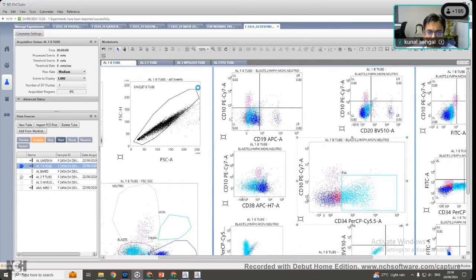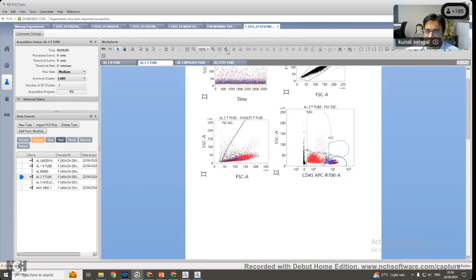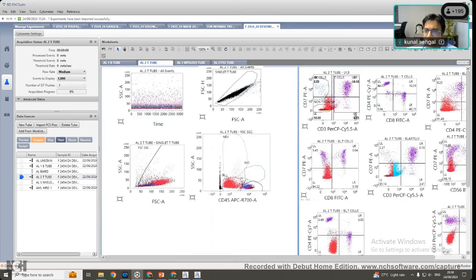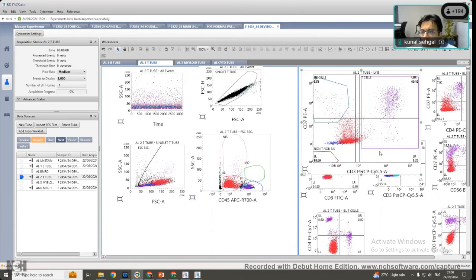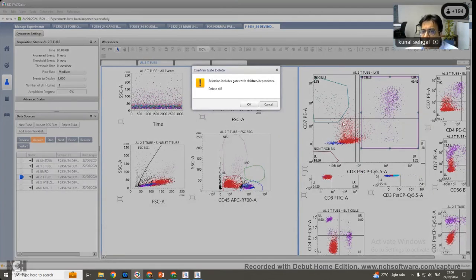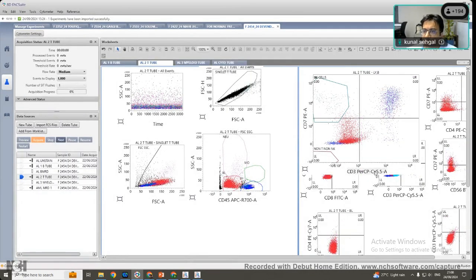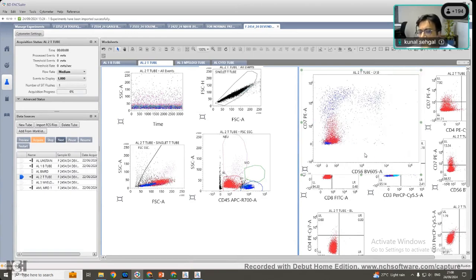Let's move to the T tube quickly. Similar colors and gates. My focus always lies in the normals first. So first I want to see whether my antibodies have worked or not. Yes, I can see my normal T lymphocytes in purple over here. I can see my normal CD4:CD8 ratios. It seems all my patterns are there. Then I will put a gate on my blast and start studying the blast population. So the blasts are negative for CD3, negative for CD7. Okay, I'm going to change the markers to CD56, positive, negative.